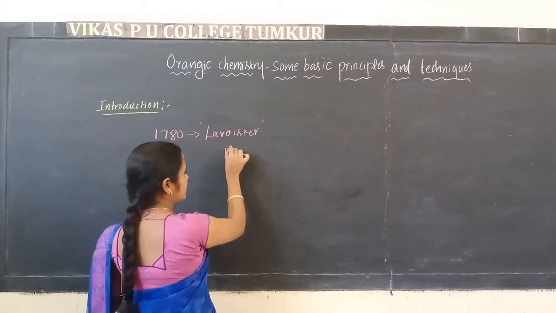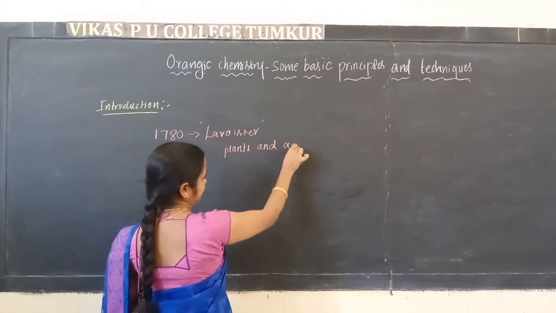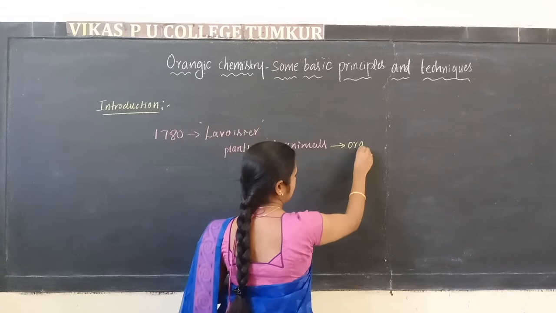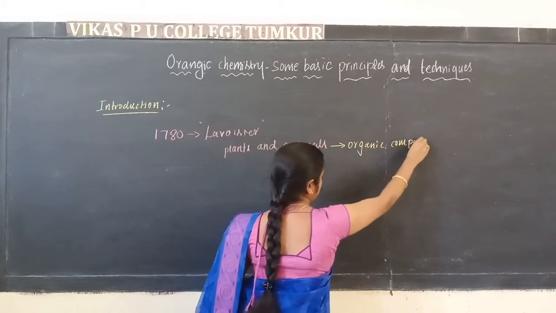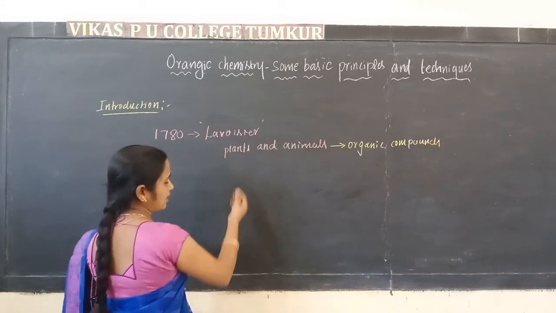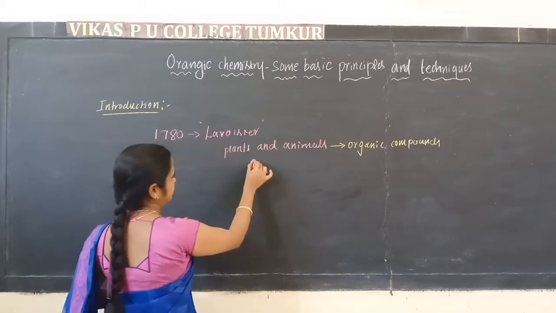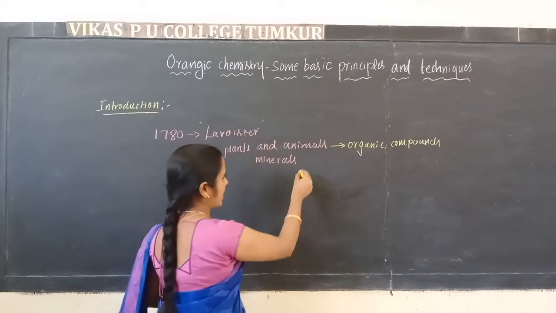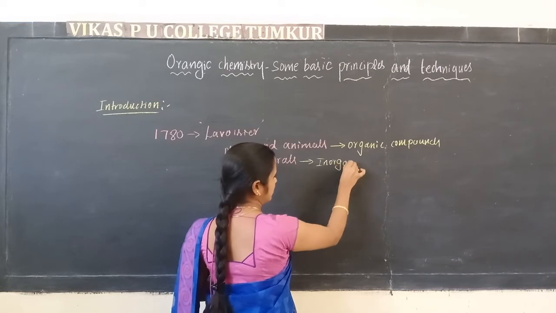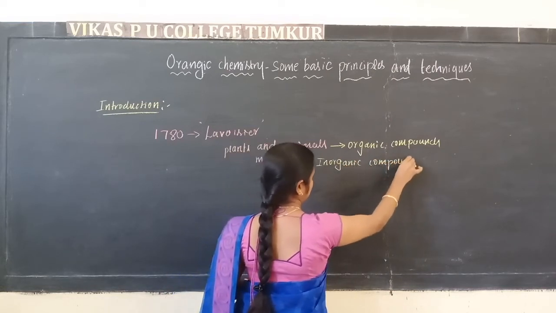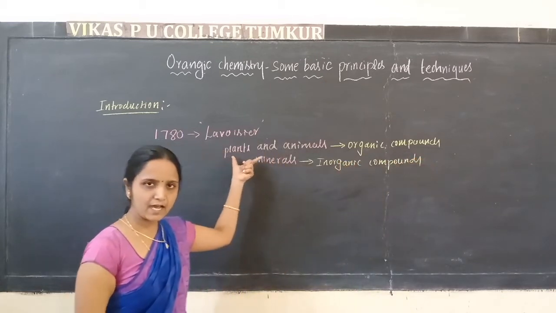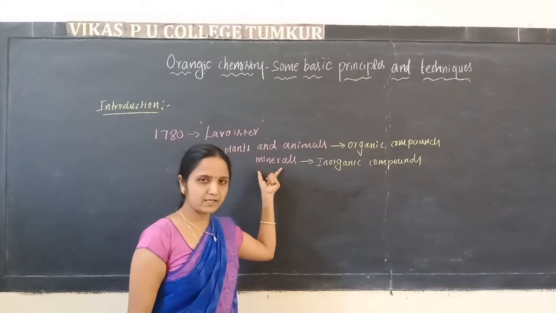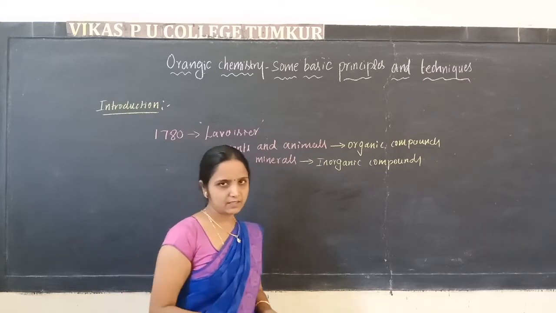The products obtained from plants and animals, he called organic compounds. Later, the compounds which are obtained from minerals are called inorganic compounds. So the compounds obtained from plants and animals we call organic compounds, and compounds obtained from minerals we call inorganic compounds, according to this given statement.